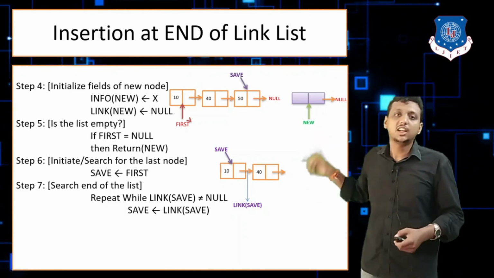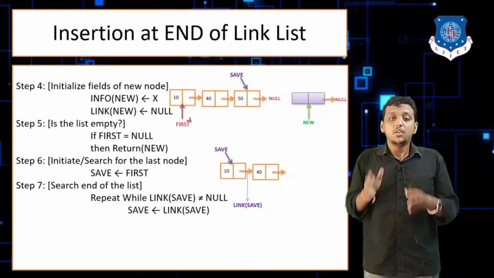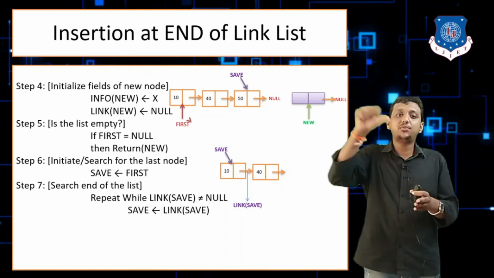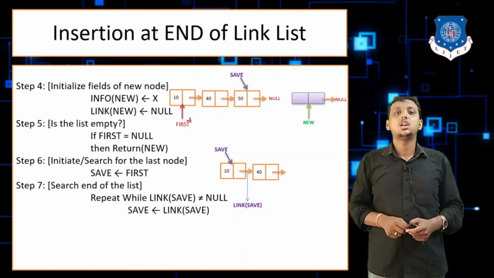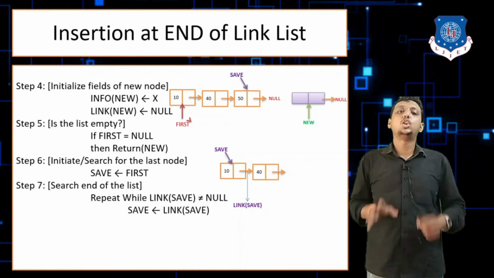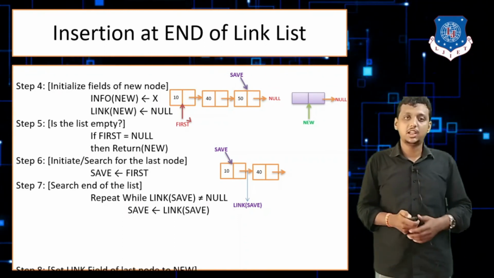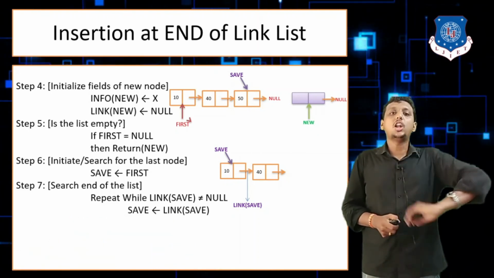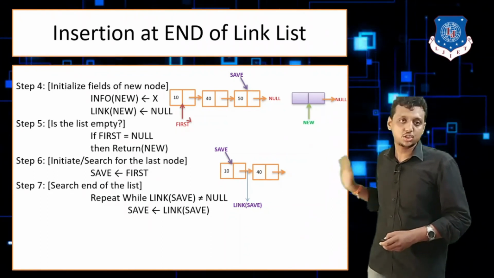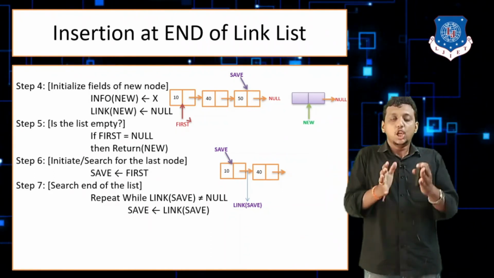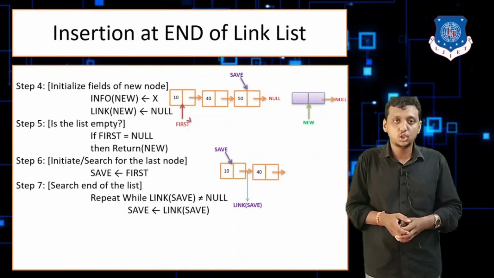Now check the link again. What is the link of save when the save pointer is at 50? It's null. At this time, the loop will stop its execution and move towards step number 8. So students, you have already reached your destination: save is the name of the last node. You got your final node, or you can say last node.